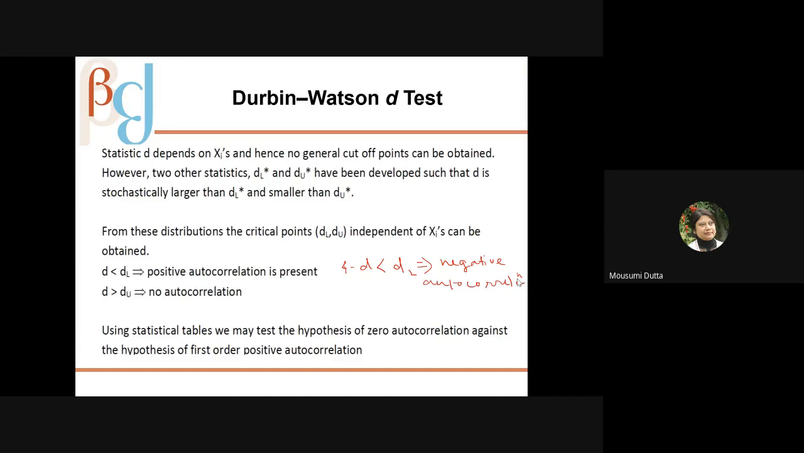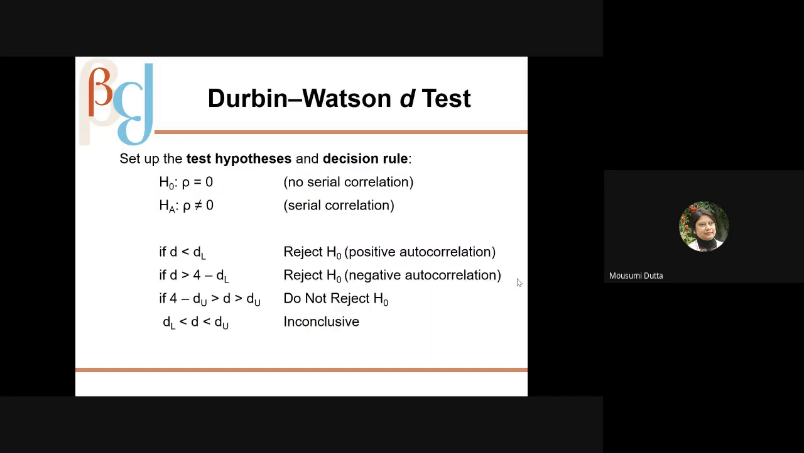Using statistical tables, we may test the hypothesis of zero autocorrelation against the hypothesis of first order positive autocorrelation. First order positive autocorrelation itself captures the idea of negative autocorrelation too, as if we folded the line. In case of normal distribution, many a times we do this. We do not consider the left part, as if we are folding the left part on the right part. The same kind of thing. Here I am folding the right part on the left part.